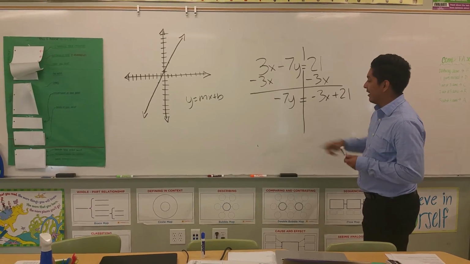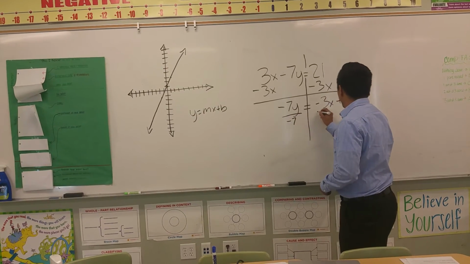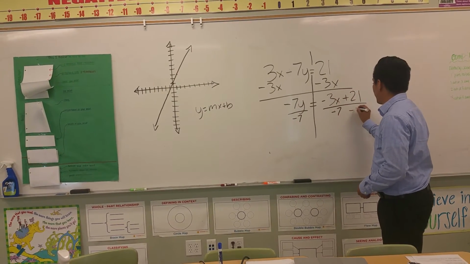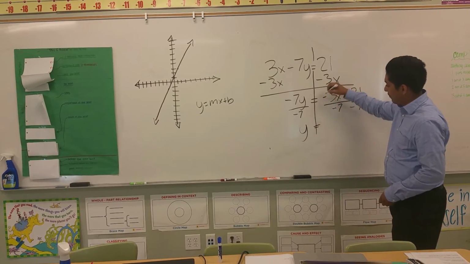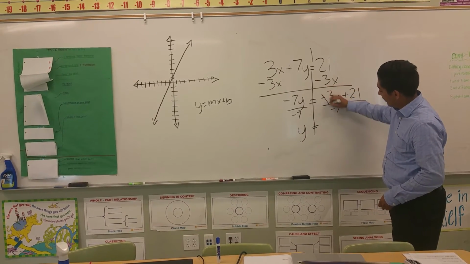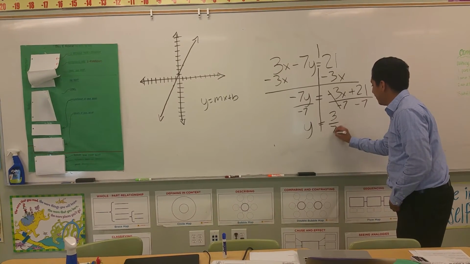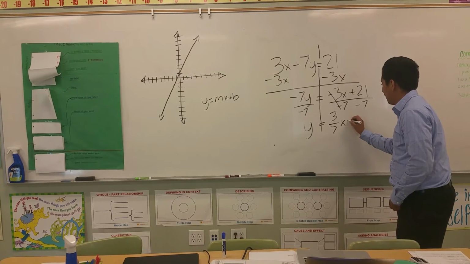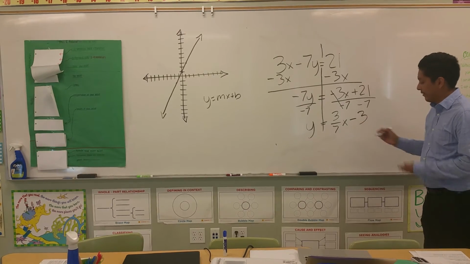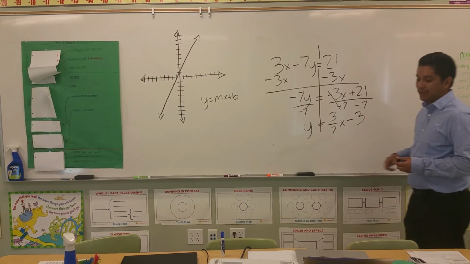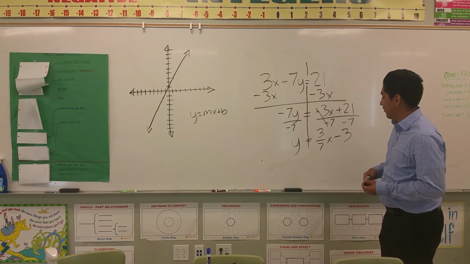And now we're going to go ahead and get y by itself. We're going to divide by negative 7. Divide this by negative 7. And we're going to get y is equal to, and then this negative and this negative are actually going to cancel out to make a positive. So we're going to have 3 over 7 x minus, and division right here is going to be negative 3. Alright? So those are 2 examples of how to switch from standard form to slope-intercept form.